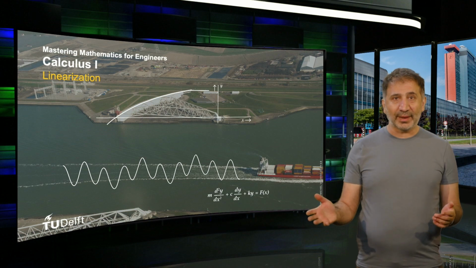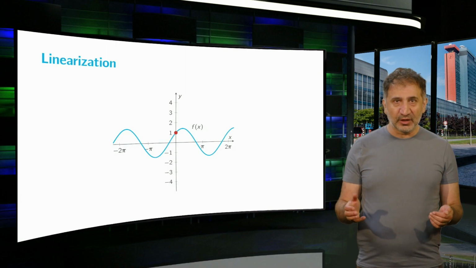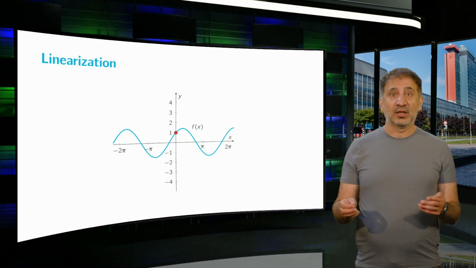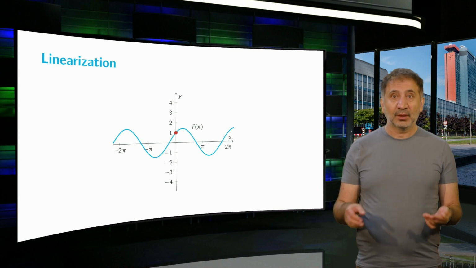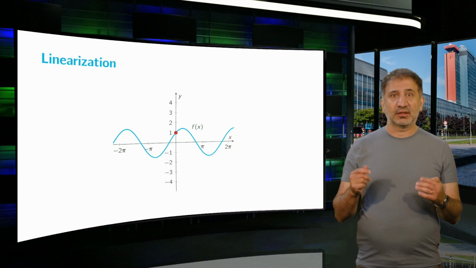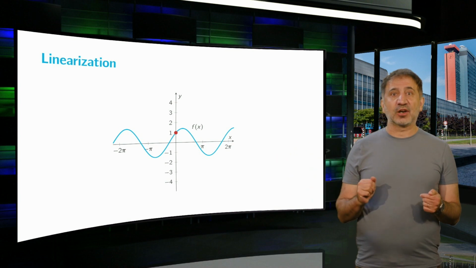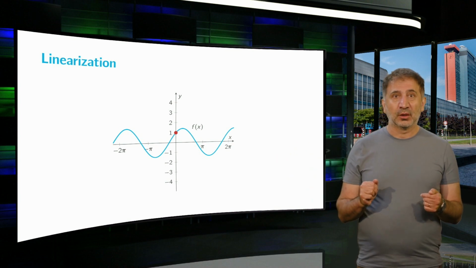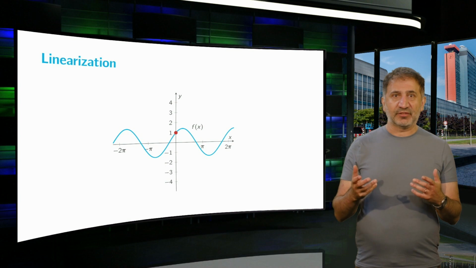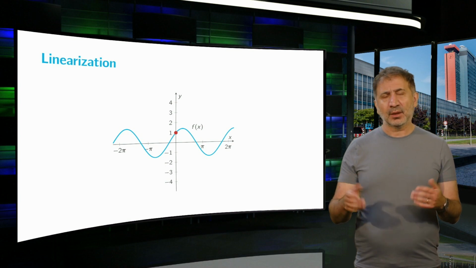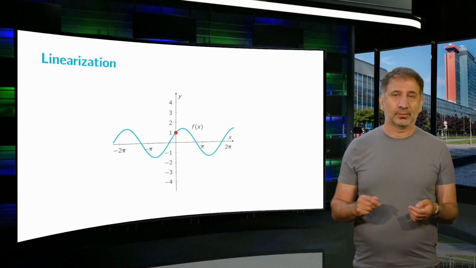Hi, welcome back again. In this video, we will look at the tangent line from a different perspective. Let us, for example, look at the following graph of the sine function on the screen. What happens if we zoom in on the vicinity of a fixed point? Let's say the point 0, 1.